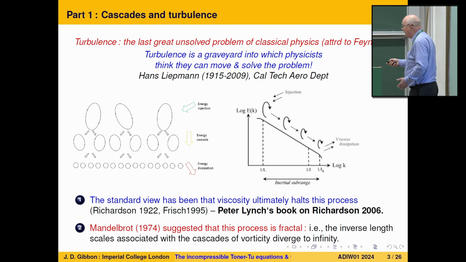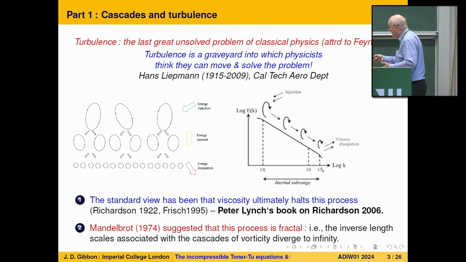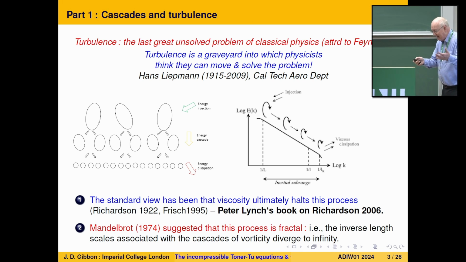Mandelbrot in the 70s, when he hit everybody with the fractal phenomenon, suggested that this cascade process is fractal, and in a sense he suggested that instead of viscosity halting this process, it might actually diverge down to infinity. We'll address that problem later.